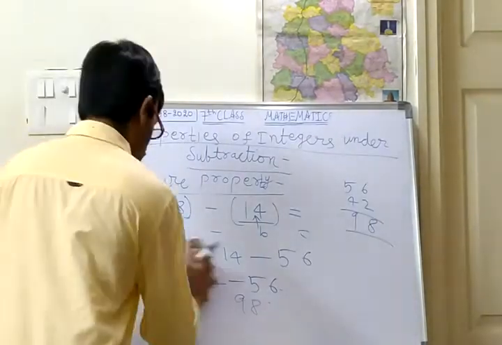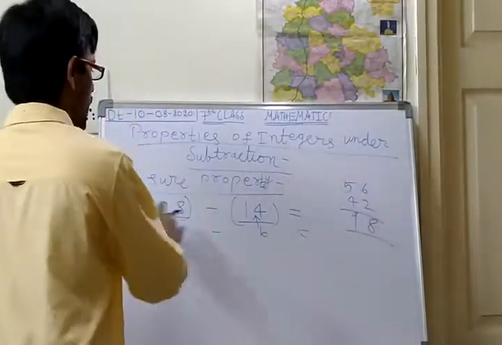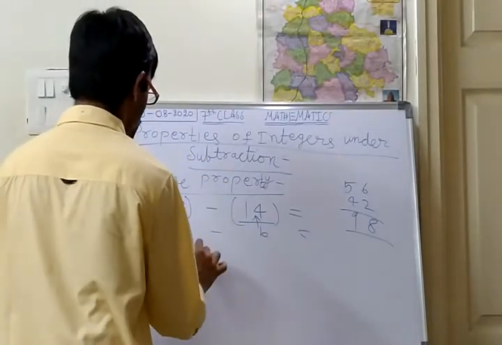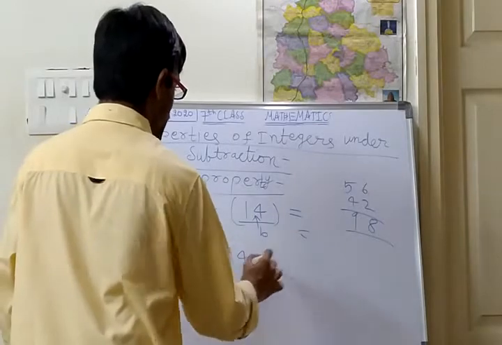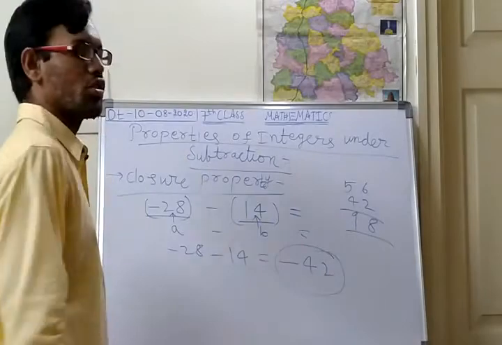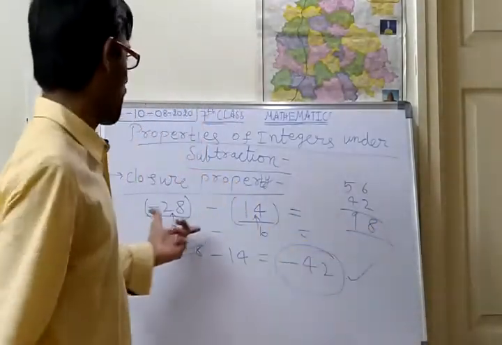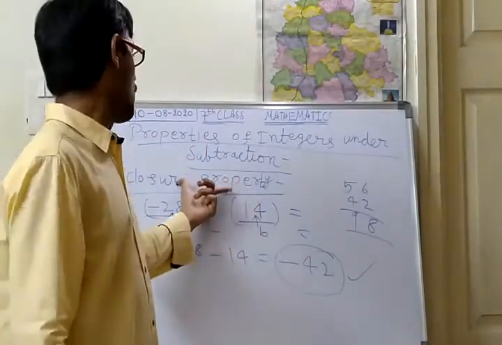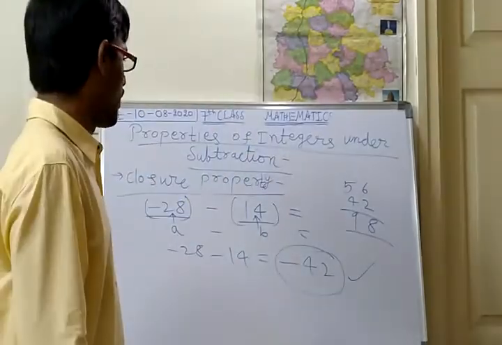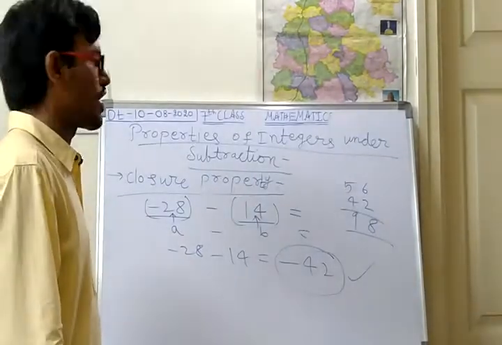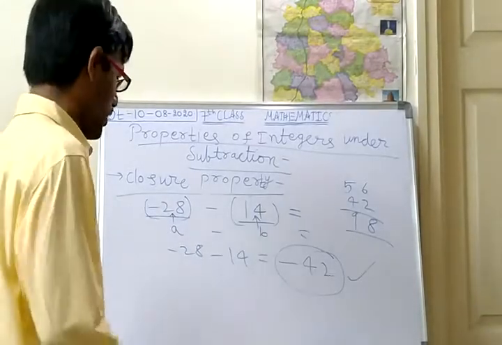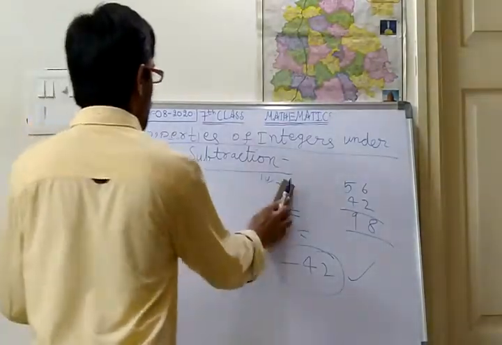Okay. So here my A minus B is also getting one integer. What is the integer? Minus 28 minus 14, so what is the result? Minus 42. So minus 42 is also one of the integers. So subtraction also satisfies under closure property of integers. This is the only property which satisfies for integers under subtraction. The other properties won't get satisfied.